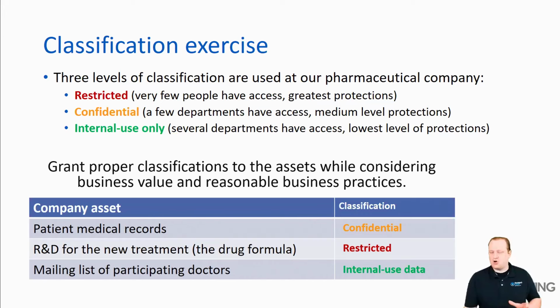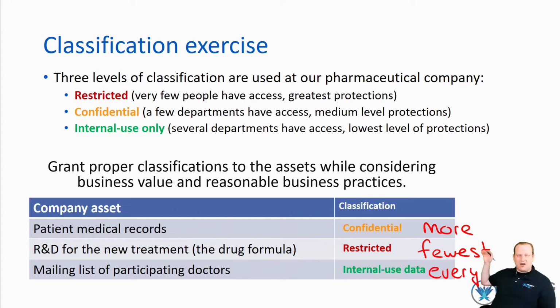So the protections are also about these levels of classification, how much protection you're giving to something, but it also zooms in just a little bit on how many people need access. The fewest people, a little more, almost everyone. And you can see how we kind of break that down there as well.